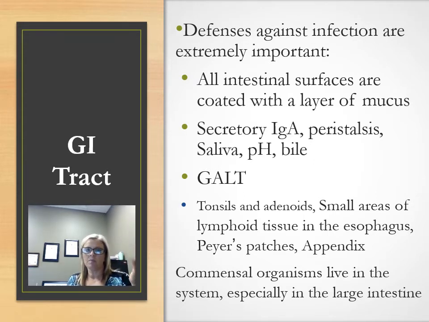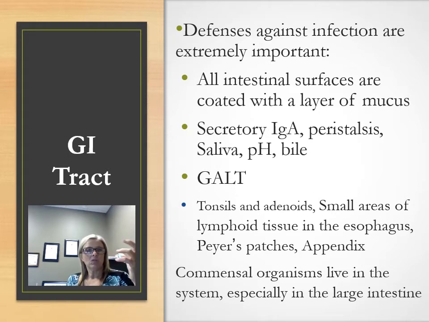Bile is also antimicrobial. We have gut-associated lymphoid tissue, which are actually packets of lymphoid tissue in the GI tract. These are going to be consisting of T cells and B cells, as well as some features of non-specific immunity. It can produce IgA, but also perform a large variety of other functions. We've got the tonsils and the adenoids in the oral cavity in the pharynx. We have small areas of lymphoid tissue in the esophagus. We have Peyer's patches, which are lymphoid tissue in the intestines. We have the appendix, which can act in immunity as well.